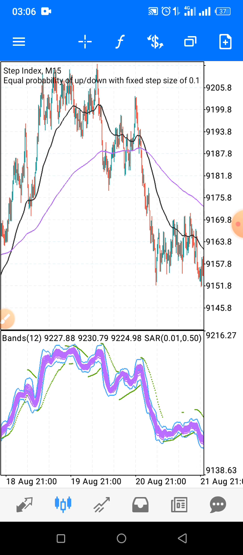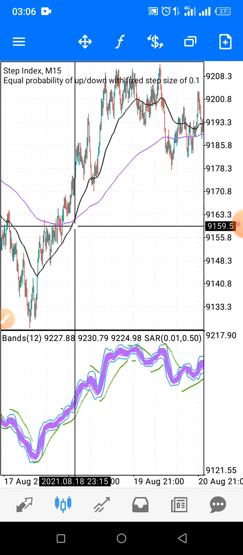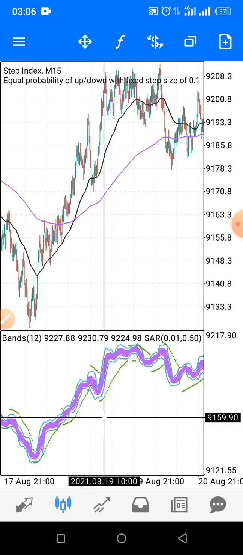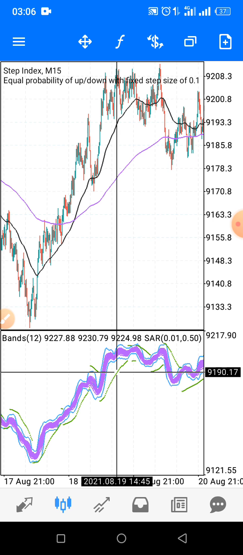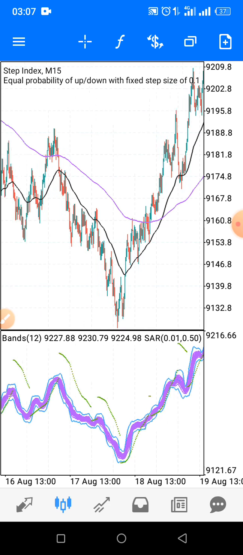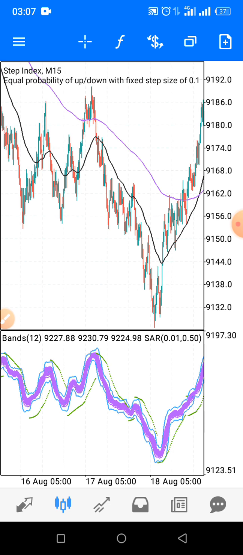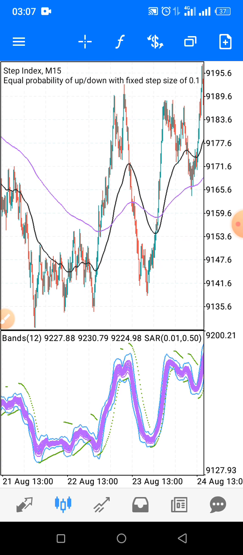So for all your confirmations, you just have to wait for the 50-200 cross, then wait for the Parabolic SAR dots to appear below the Bollinger Bands, and then take the trade in line with the EMA cross. Okay, so if you follow the rules, this strategy is quite simple. Not much confirmation needed, but very good profits.